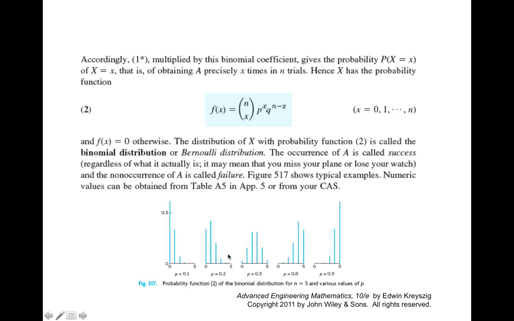So I want to stop on 0.5 for a moment. Notice here that the second and sort of the middle trials are where you get your peak value of the probability function. Now, if you want numerical values, you can get those in Table A5.